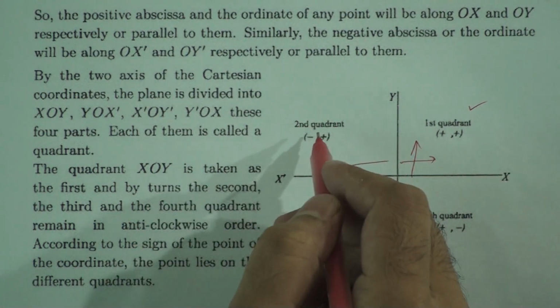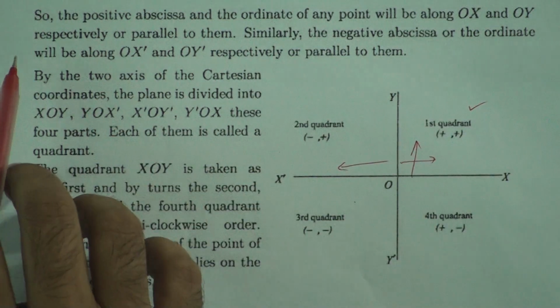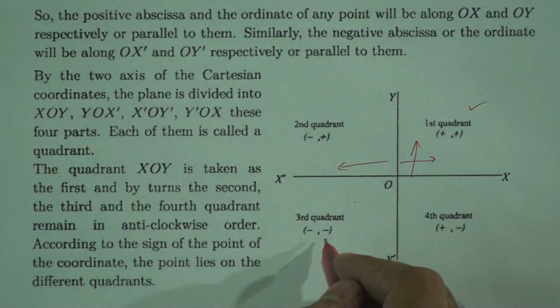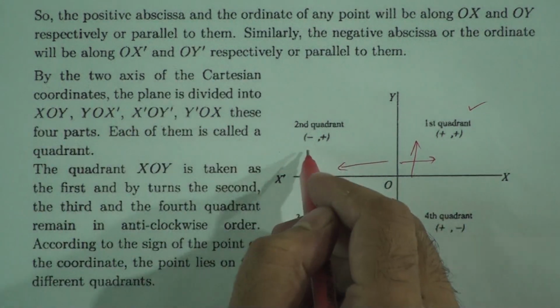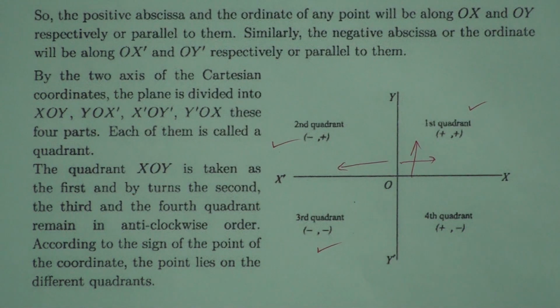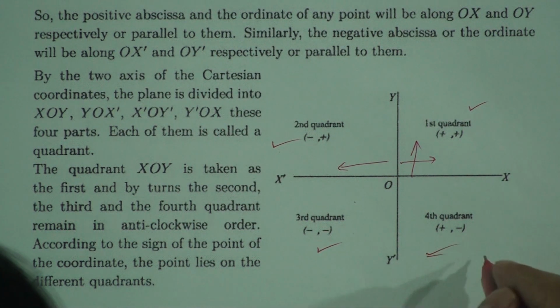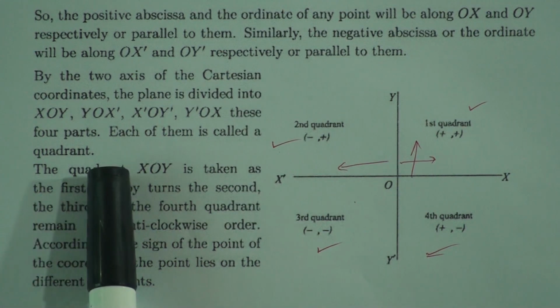If the first one is negative, similarly the negative abscissa or ordinate will be along this part if both are negative. If x is positive and y is negative, then that point will lie on this part. Okay, now each of them is called a coordinate.